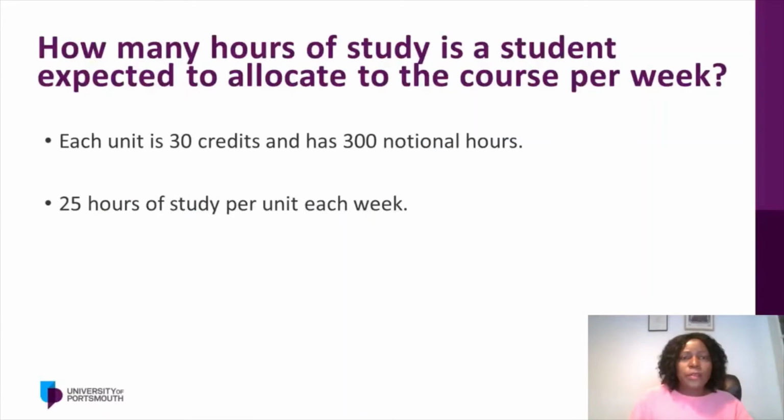Okay, so another question that is commonly asked is how many hours of study should a student expect to allocate to the course per week? As a guide, we say 20 hours of study per unit or per module every week. And each unit is 30 credits, and the 30 credits represent 300 notional hours. Okay, and with that notional hours, when it's translated into the actual number of hours that a student is meant to dedicate to study, is 25 hours.